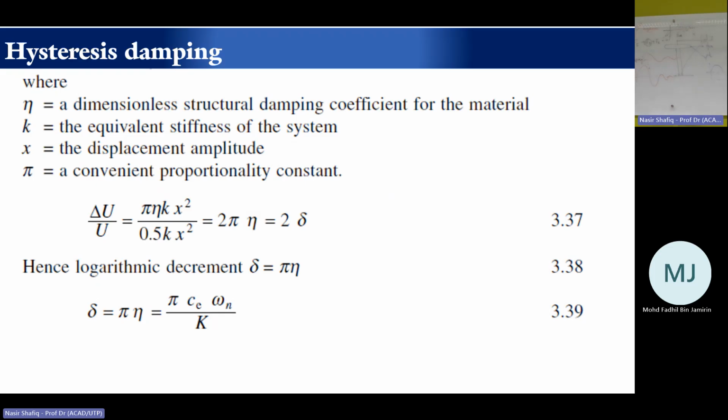Here eta is a dimensionless structural damping coefficient for a given material. Normally through experiments, eta is given for different materials. Small k is the equivalent stiffness of the system, X is the displacement, and pi is 3.14. So delta u upon u, hence the logarithmic decrement pi eta in hysteresis displacement, will be defined by this equation.